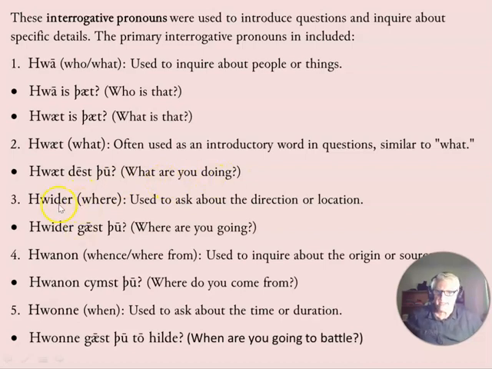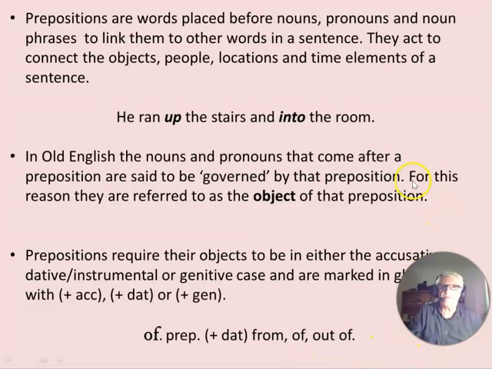Hwider, where, used to ask about the direction or location. Hwider gǣst þū? Where are you going? Where goes you? Hwanon, whence, from where, used to inquire about the origin or source. Hwanon cumst þū? Where did you come from? Hwanne, when, used to ask about the time or duration. Hwanne gǣst þū tō hilde? When are you going to battle? Did I miss one? Ah, yes, I did.